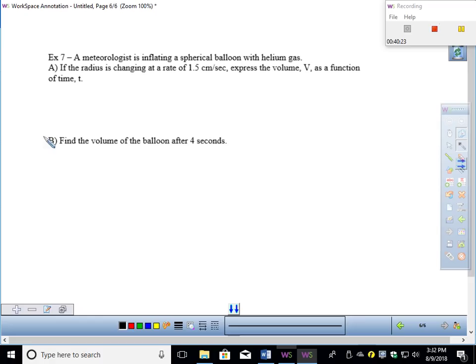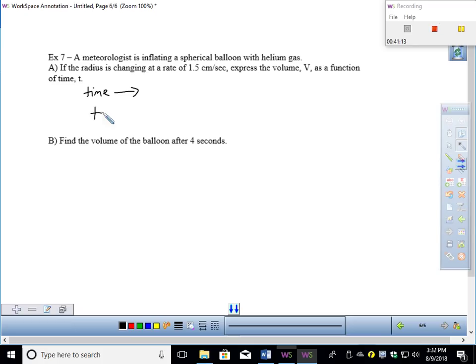So the way I always think about it, we're talking about functions, inputs, outputs. Volume as a function of time. Output, input. So here's what I'm thinking. Let's start with time, just conceptually. Let's get an idea of what's going on here. And I'm going to call it T.